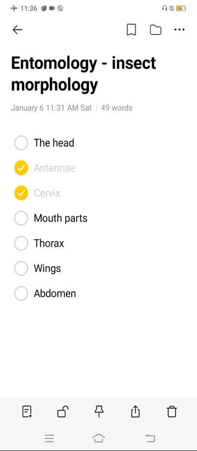Then the clavate antennae. The successive segments of the flagellum become gradually broader, giving an appearance of a club-shaped form to the antennae. Clavate antennae.